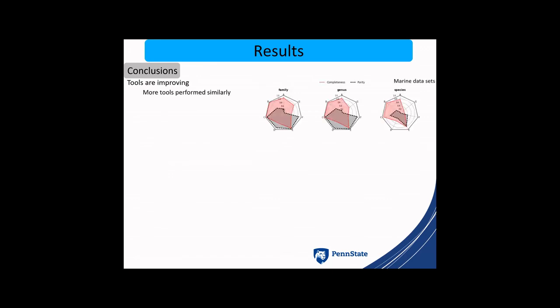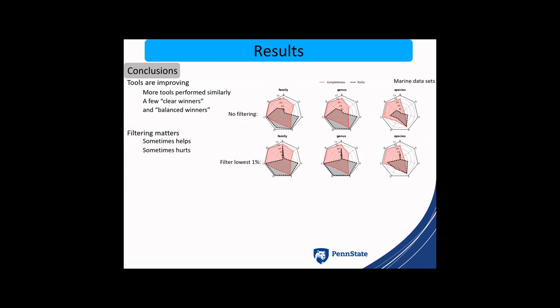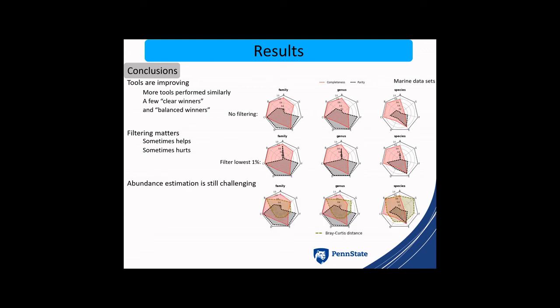So, conclusions and takeaways here. There's a whole lot more to say, and actually there are some other talks that are more extended where you can see these results in more detail. But basically the cool thing is that we have more tools performing more similarly, with a few clear winners and balanced winners between both binary metrics and the relative abundance. Filtering matters. Sometimes it helps, sometimes it hurts. And then abundance estimation is still challenging. Indeed, we have only one tool that is doing well at getting relatively close taxonomically in its predictions, and not many of the tools get the actual relative abundances done quite well.